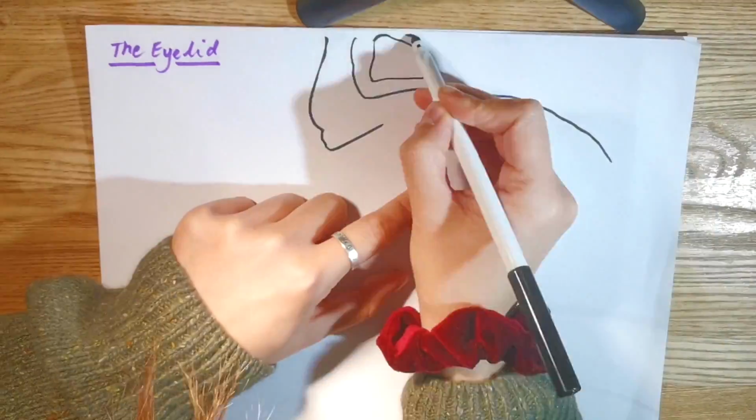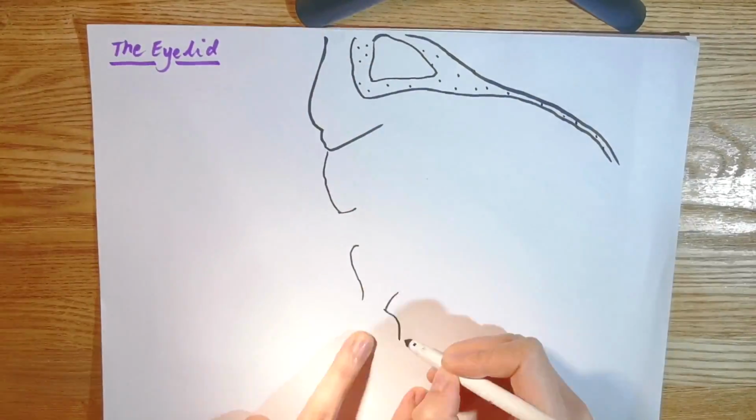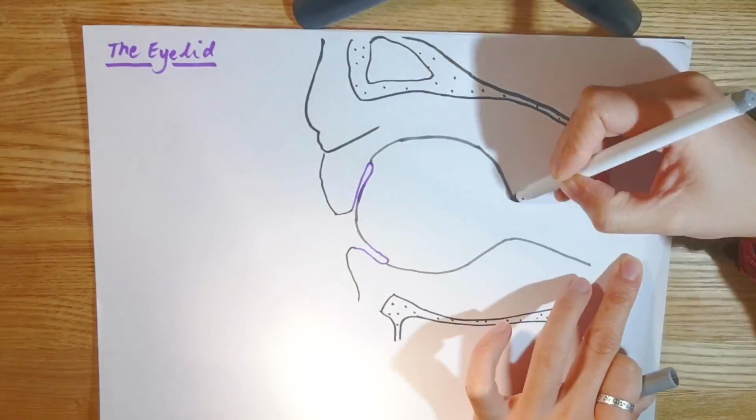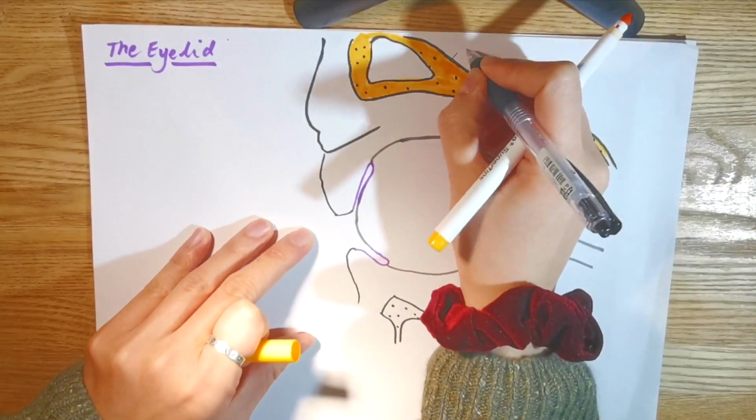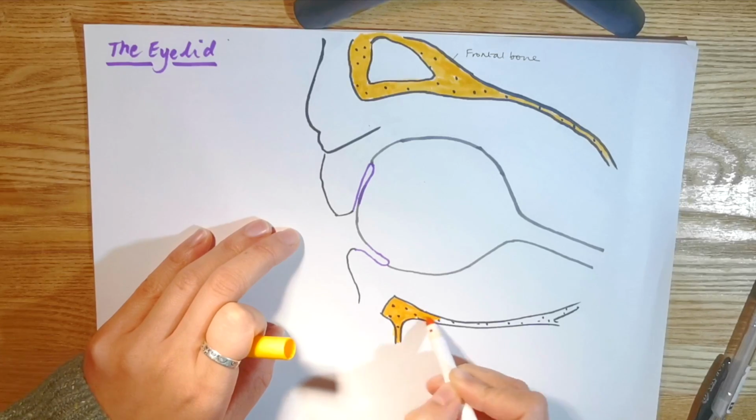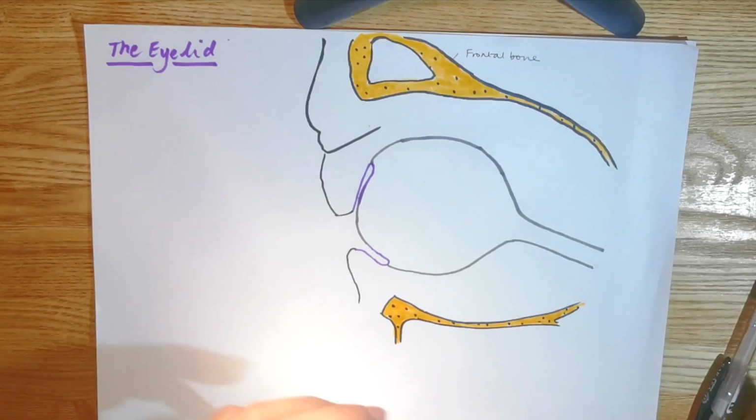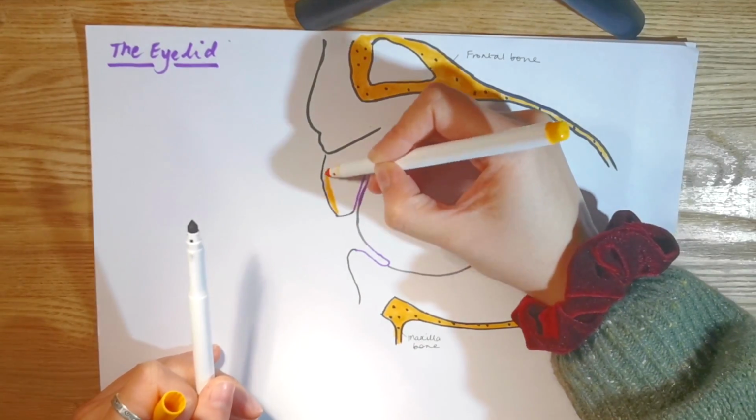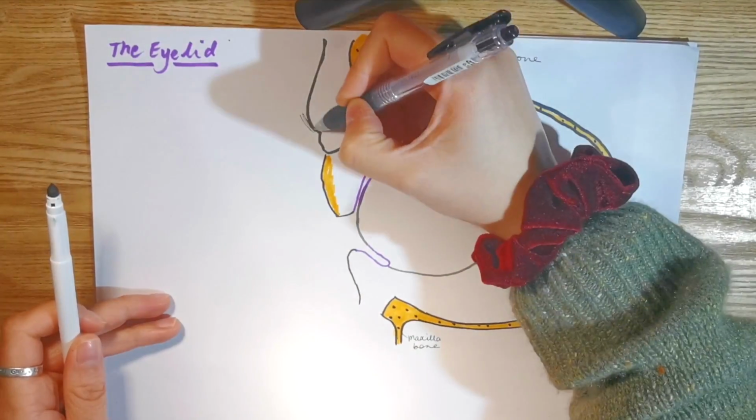Hello again, welcome back, and today we're going to talk about the eyelid. We're going to go over some structures that make up the eyelid, as well as a few pathologies that cause a red eye. So to start with, this is the eyeball in the middle, and we have the frontal bone and maxilla bone above and below the eye, with some eyebrow and eyelashes.